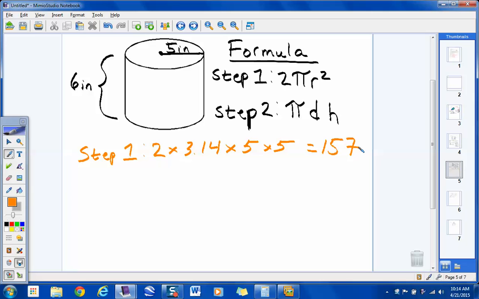Again, this is my 2, part of the step. This is my pi value. This is my radius squared right here. The 5 and the 5 is radius squared. You guys agree there? Agree? How about step 2?